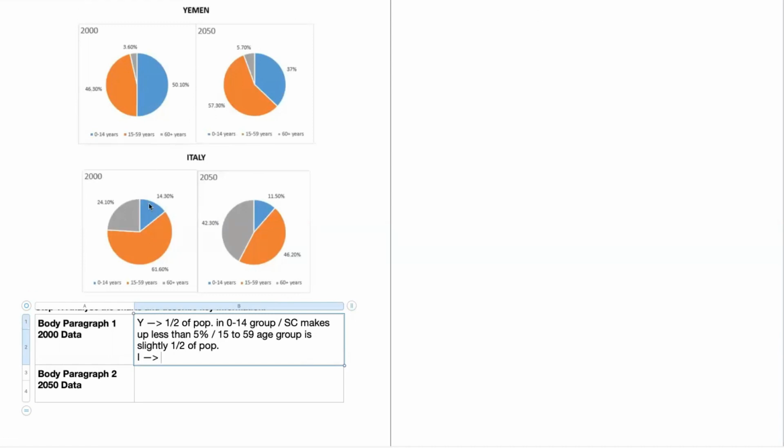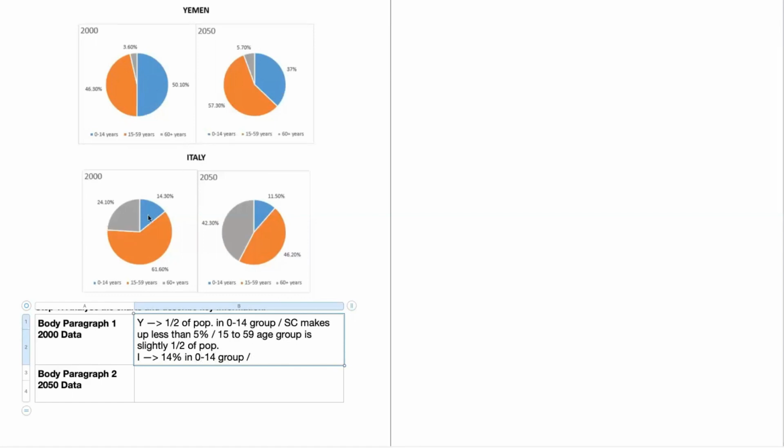Now we're looking at the bottom left-hand corner, this pie chart here, because remember, we're looking at 2000. So for Italy, I see quite a change. If we're looking at the blue area, that is 0 to 14 years, we have only 14.30%. That's the smallest group here. So I definitely want to talk about that. And I'm going to say 14% in the 0 to 14 group.